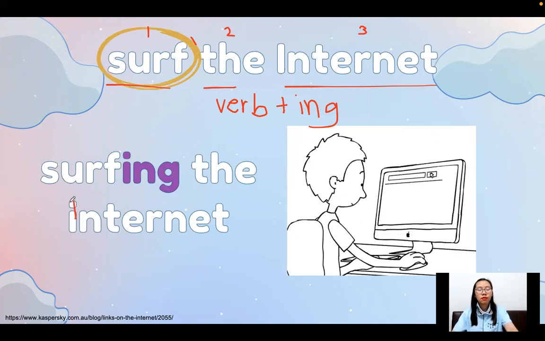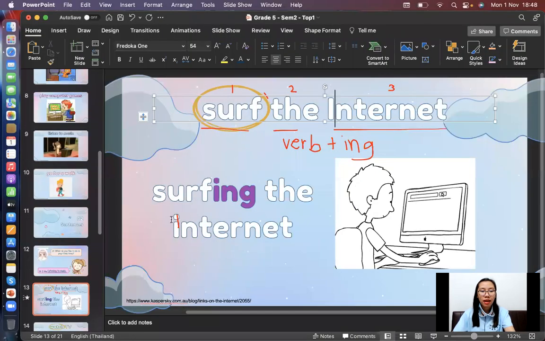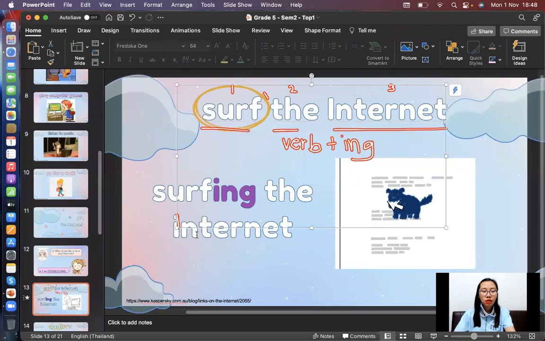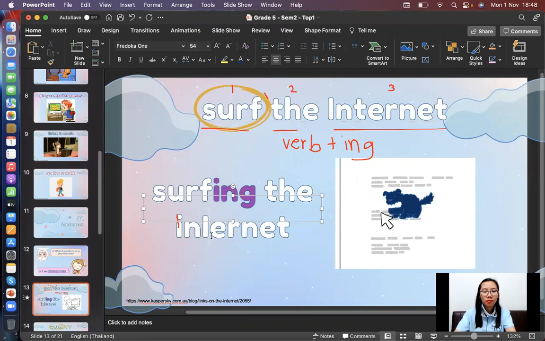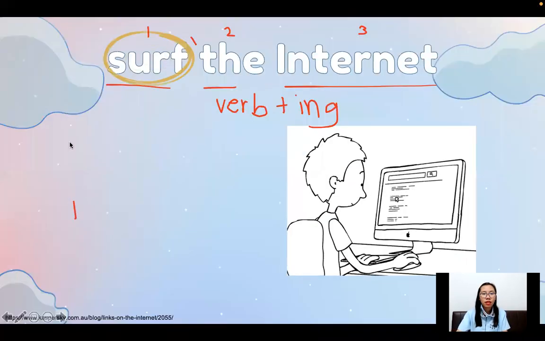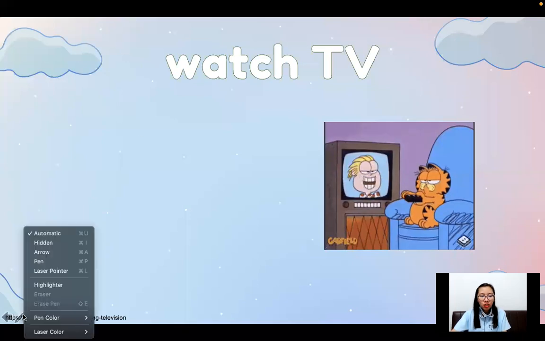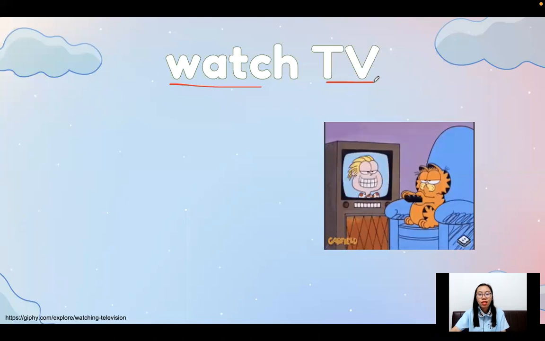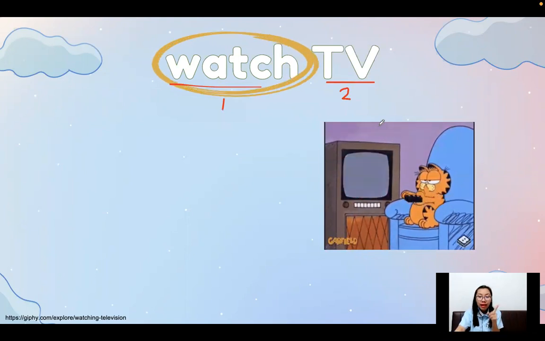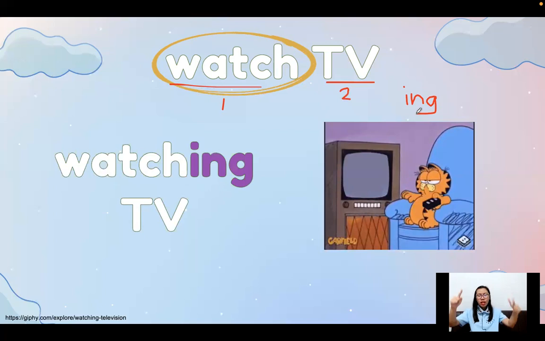Surfing the internet. Okay, another. We have watch TV. Which is the verb? Which is the verb? The action. It's watch. So again, verb plus ing, then it'll become watching. Watching TV.